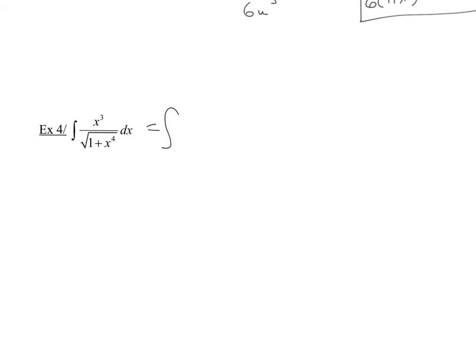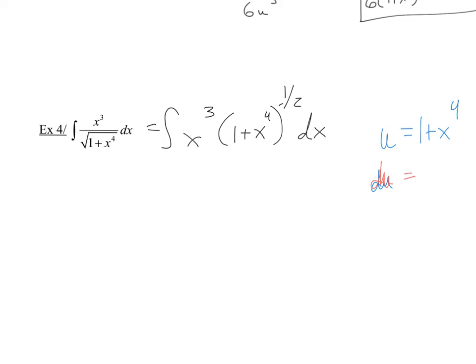I'll rewrite this as the integral of x cubed times the quantity 1 plus x to the fourth to the negative 1/2 power. That's a negative 1/2 power because the square root is in the denominator. I choose my u. u is going to be 1 plus x to the fourth. The derivative of that, du, is going to equal 4x cubed dx. I've got my dx, I got my x cubed. I need a 4 on the inside and a 1/4 on the outside.